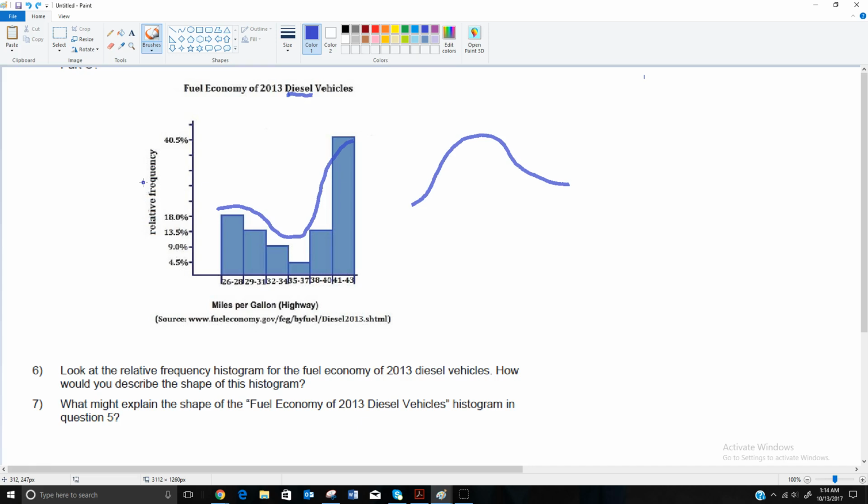So what might explain the shape of the fuel economy for those 2013 diesel vehicles? Well, you may not be a big car person, but if you think about the different types of diesel vehicles, there's small cars that are diesel, such as Volkswagens, and then there's big vehicles that are diesel, such as big trucks, or even dualies, the trucks that have two tires on the back.